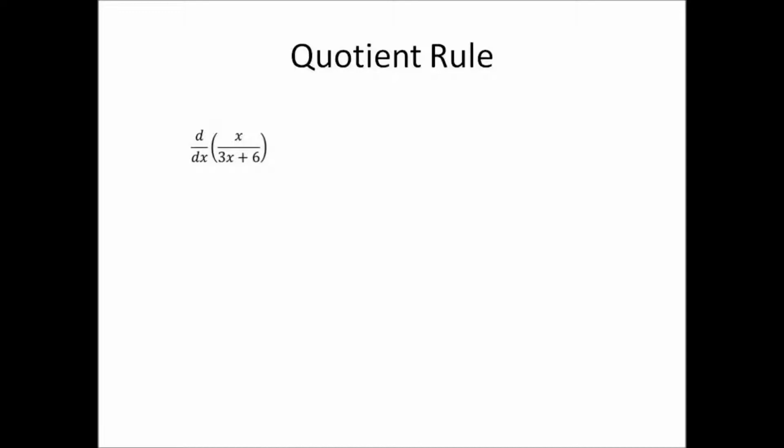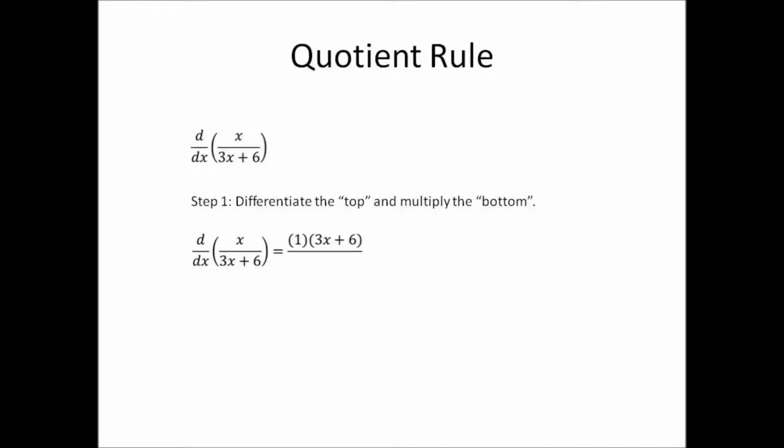And now let's take a quick look at the 4 steps in using the quotient rule. First step, we have to differentiate the top and multiply the bottom. So in short, we are going to differentiate the x, and the result will be just a 1, multiplied by the denominator, which is 3x plus 6.